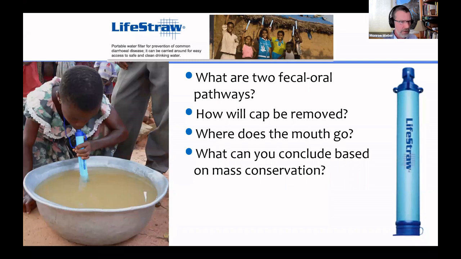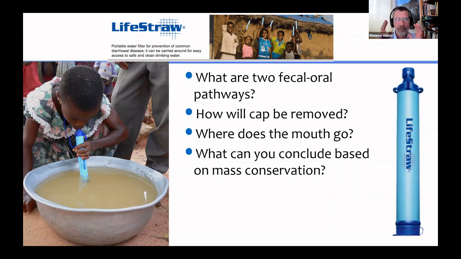I could send you into breakout rooms, but let's not. You could just look at this and ponder for a second, but I'd like to hear from a couple of you after a minute. What do you think are potential fecal oral pathways for this device? You have to be a real critical engineer and think about how the user actually uses this. What are the steps, where are the potential fecal oral pathways, and how do you make sure that you break them?